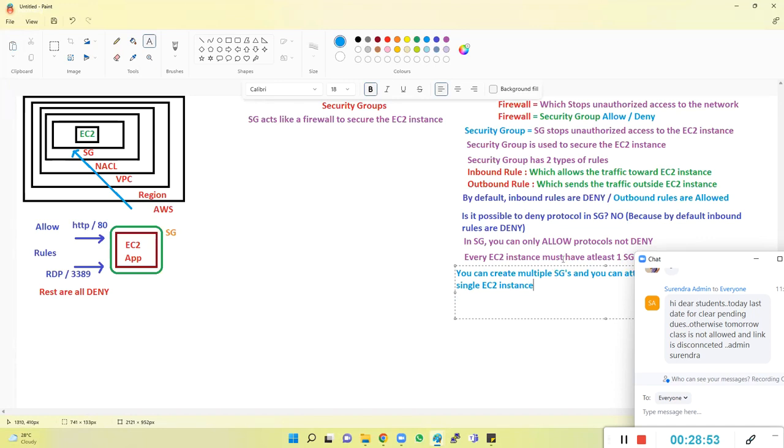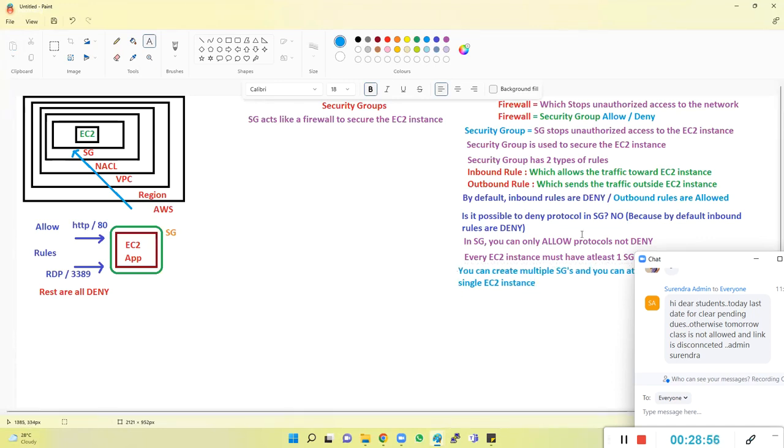Guys, are the rest of the formalities done? I think the admin has just sent a message that tomorrow, those who have not cleared all their formalities will not be allowed in the class. Please take care of it. They have given a lot of chances, guys. I think tomorrow they won't give any more.